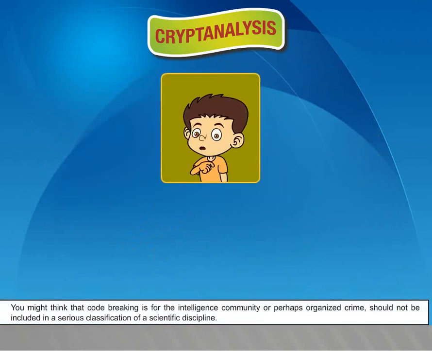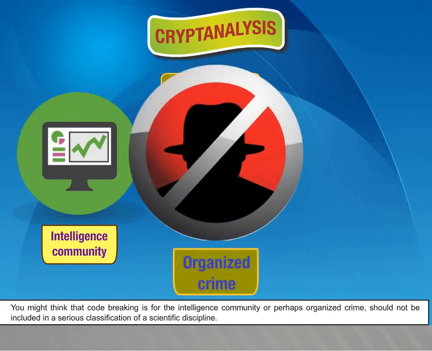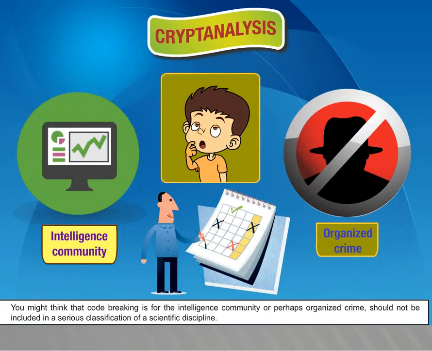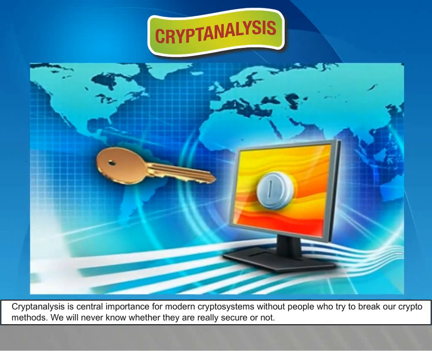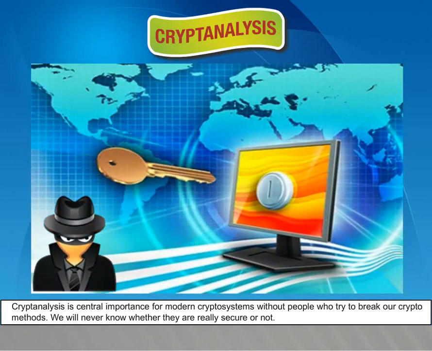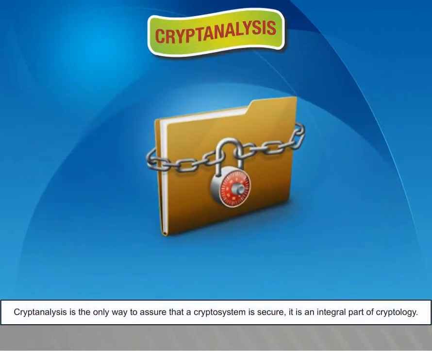You might think that code breaking is for the intelligence community or perhaps organized crime, and should not be included in a serious classification of a scientific discipline. Cryptanalysis is of central importance for modern crypto systems. Without people who try to break our crypto methods, we will never know whether they are really secure or not. Cryptanalysis is the only way to assure that a crypto system is secure. It is an integral part of cryptology.